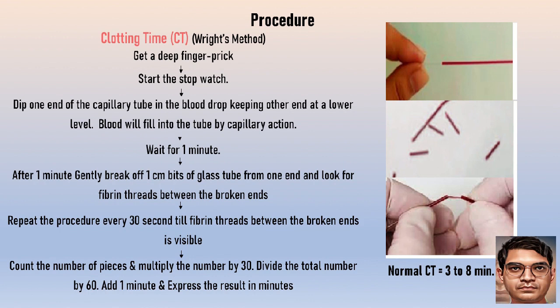After 1 minute, gently break off about 1 centimeter bits of glass tube from one end and look for the fibrin thread between the broken ends. Repeat this procedure every 30 seconds till fibrin threads between the broken ends are visible. Now at last count the number of pieces and multiply them by 30. Divide the total number by 60, to which add 1 minute, and express the result in minutes. Normal clotting time is 3 to 8 minutes.